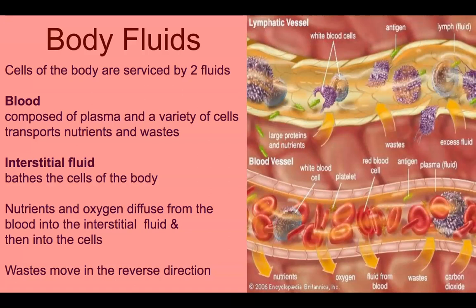Cells of the body are serviced by two fluids, that is blood and interstitial fluid. Blood is composed of plasma and a variety of cells that transport nutrients and waste. The cells of the body bathe in the interstitial fluid. Nutrients and oxygen diffuse from blood into interstitial fluid and then into the cells. Waste moves in the reverse direction.